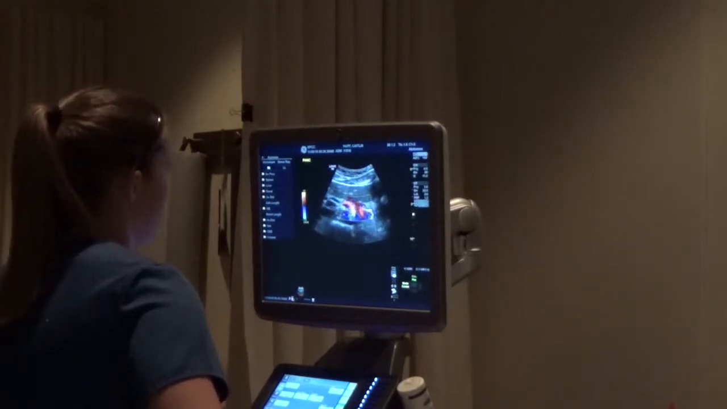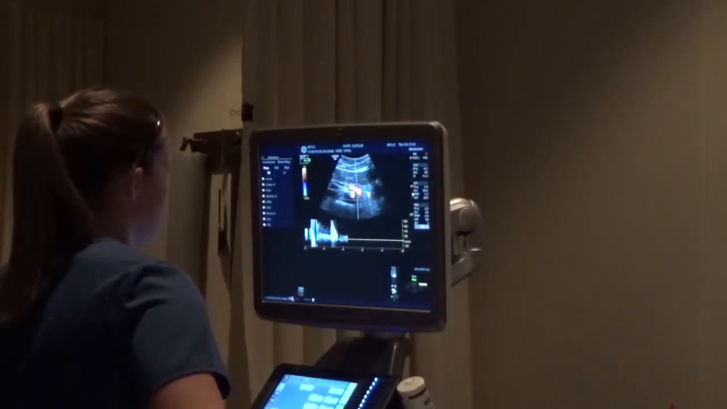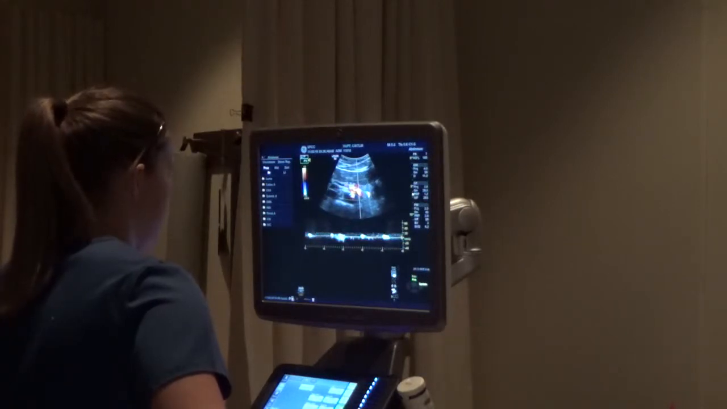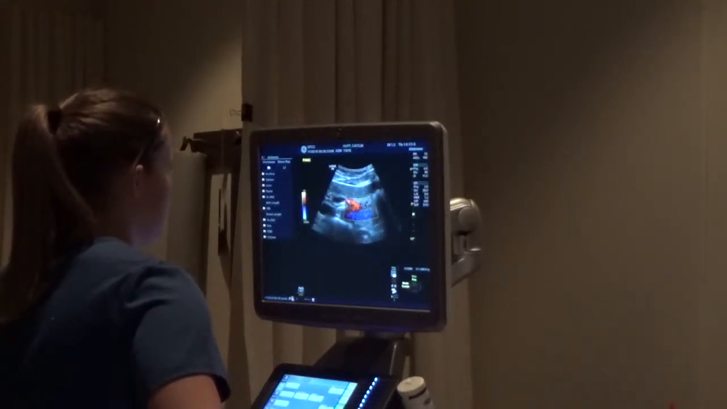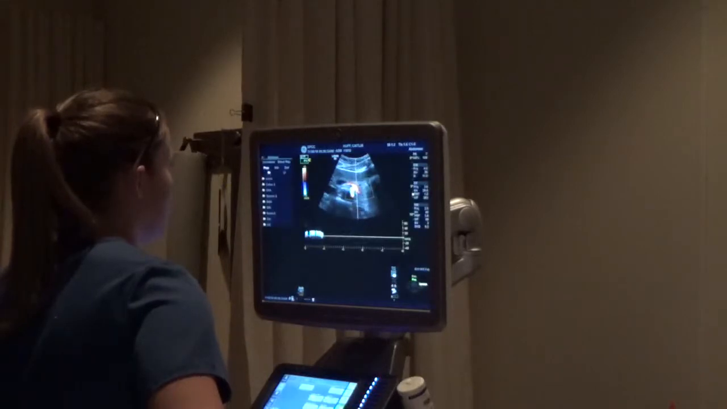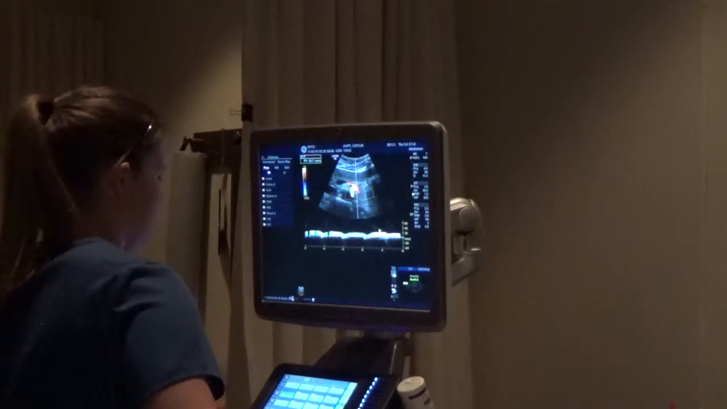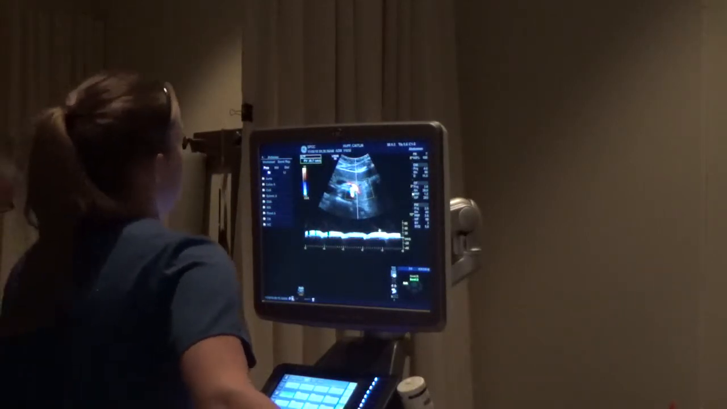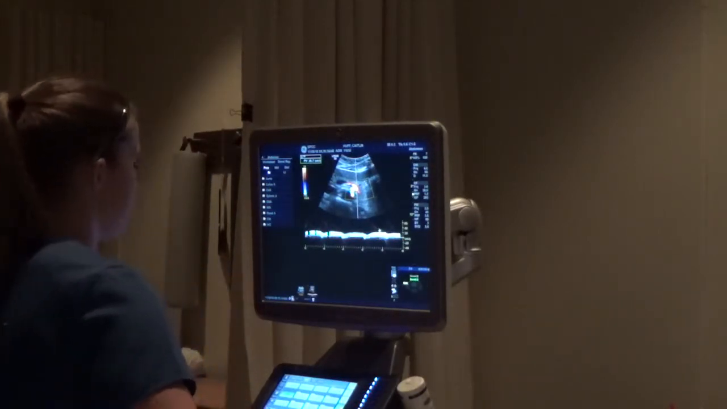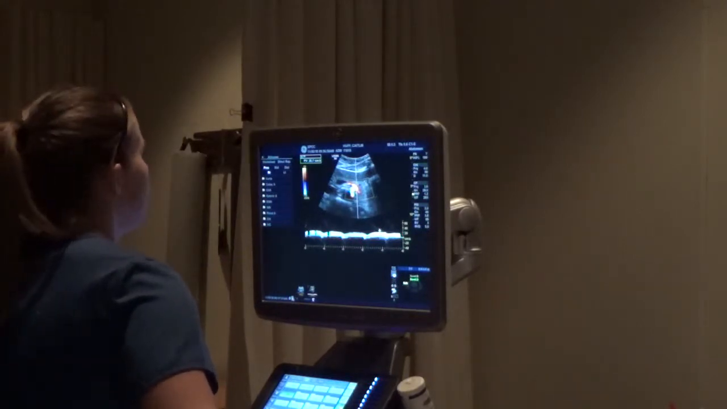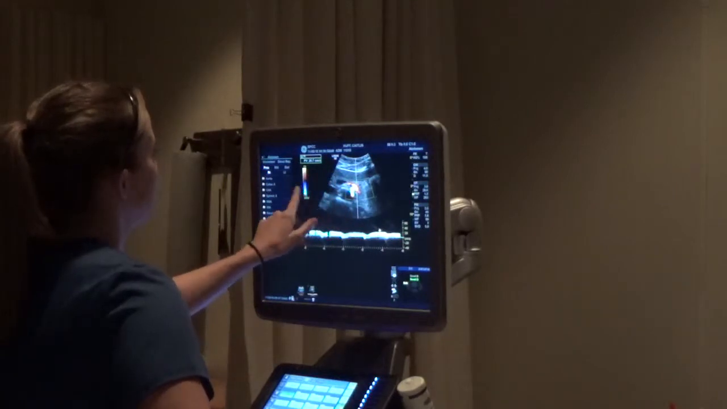Okay, and then you can store that if you didn't already. Okay. I'm just trying to get it. Okay, so what direction is that blood flow going? It's going towards the transducer. And then anatomically, what direction is that? It would be from left to right.